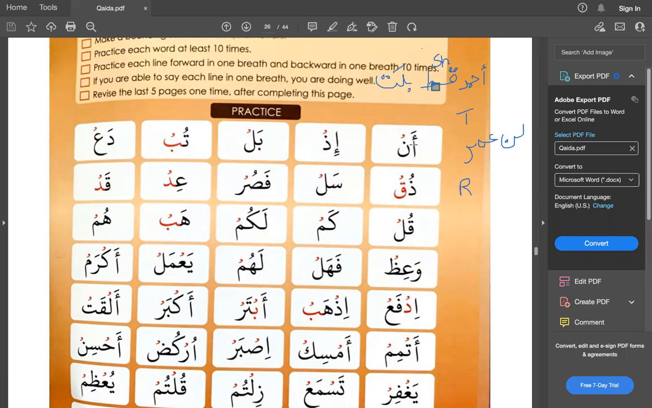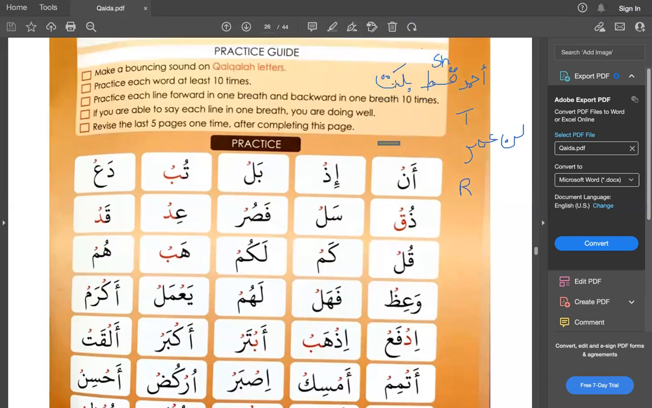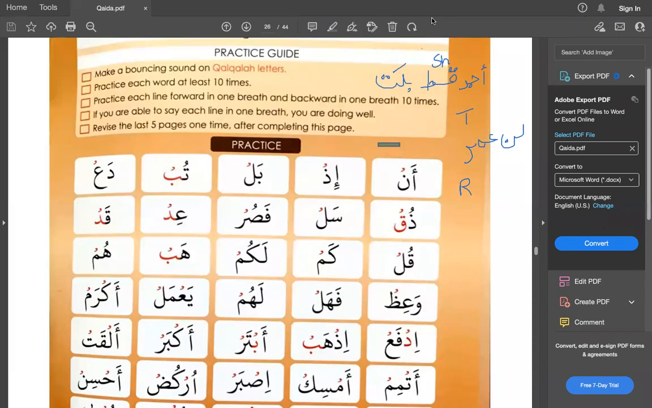Whenever you find noon with sukoon, it falls under the category of tawassut. Tawassut is a medium flow of sound. So you will give a medium flow of sound on noon, because it is part of lin amr. You will write the abbreviation of tawassut, capital T.